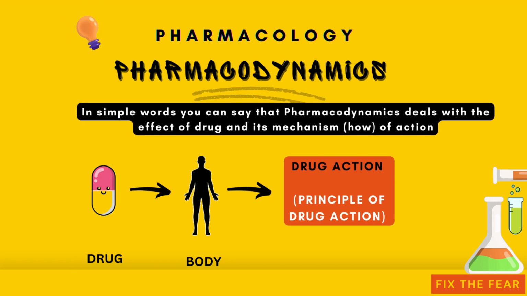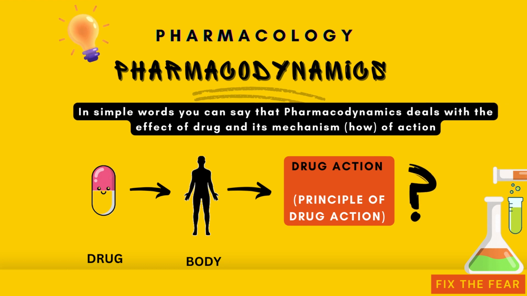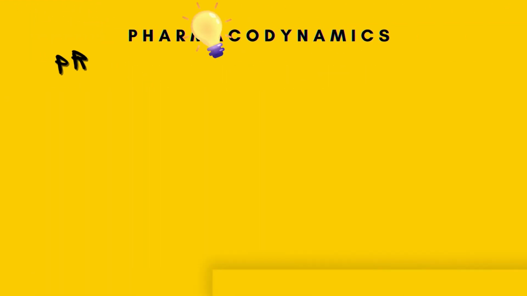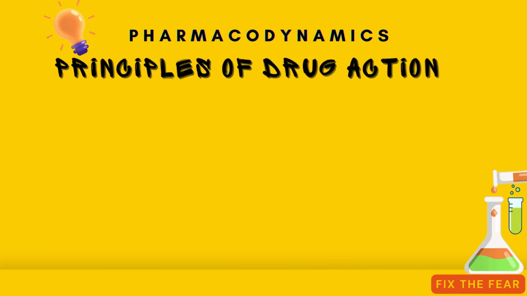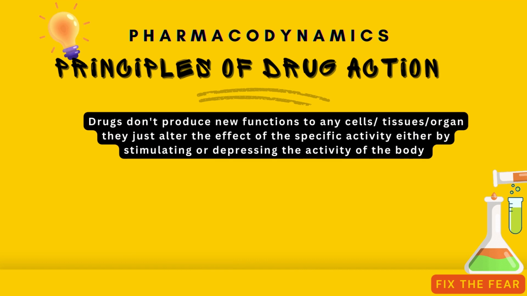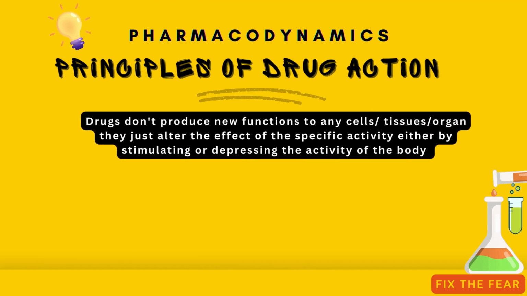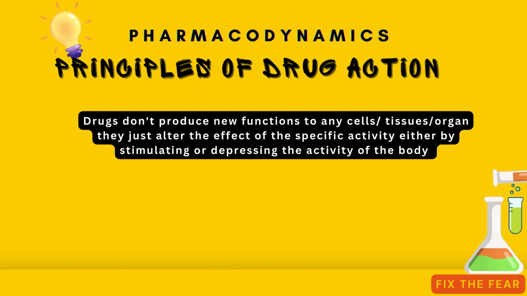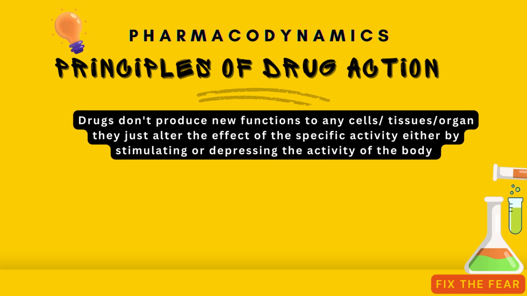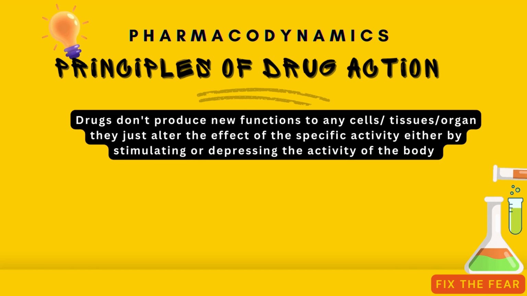For this, we need to see the principles of drug action to understand how drugs act in order to produce effect. Let's check out the principles of drug action. Before moving forward, we must know that drugs don't produce new functions in any cells, tissues, or organs. They just alter the effect of the specific activity, either by stimulating or depressing the activity of the body.